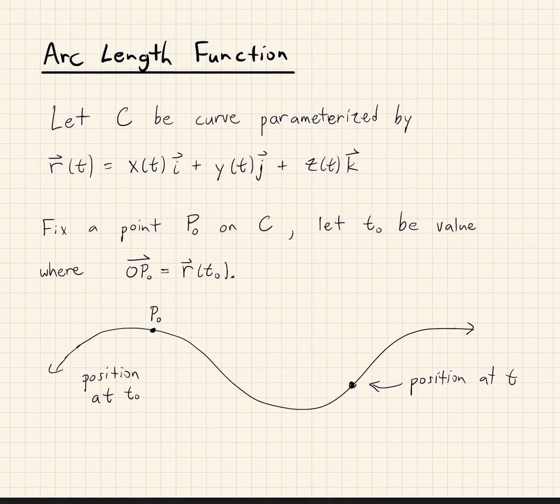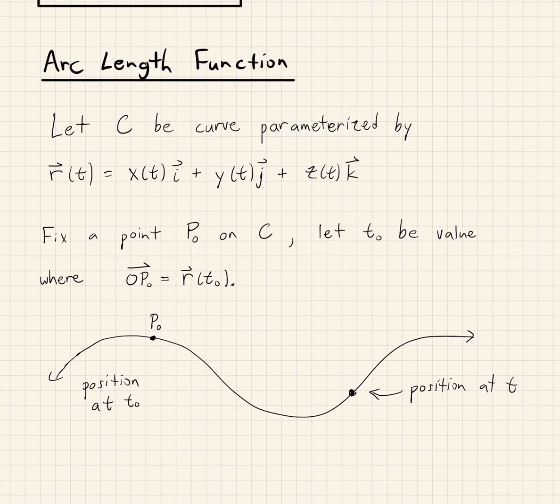All right, now we come to the arc length function. So if C is a curve parameterized by this position vector function as before, we can fix a point p sub 0 on our curve. So it's just some fixed, what we call base point, kind of a point of reference on our curve. So here it's right there. And we'll let t sub 0 be the value that our position vector function takes in to give us this point p0. What we mean by that is the vector from the origin to p0 is exactly the vector r of t sub 0. Okay.